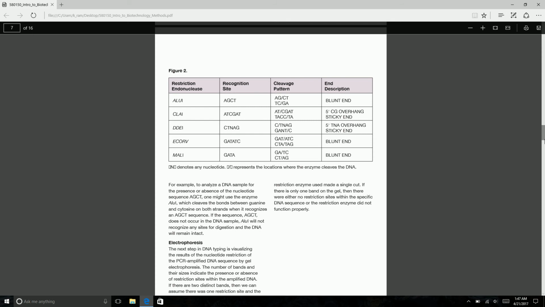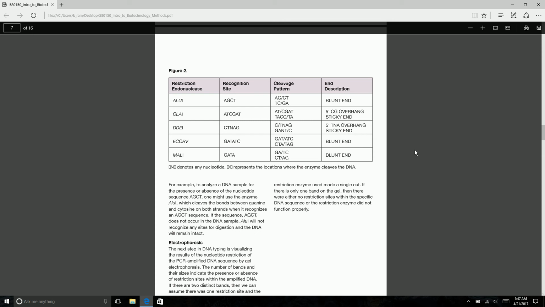So it's very important to understand how an enzyme cuts. On the basis of how an enzyme cuts, we can detect if the mutation is there or not. But we need to do one thing more. If we have the PCR amplified region of DNA, and after that we cut with the restriction enzymes.